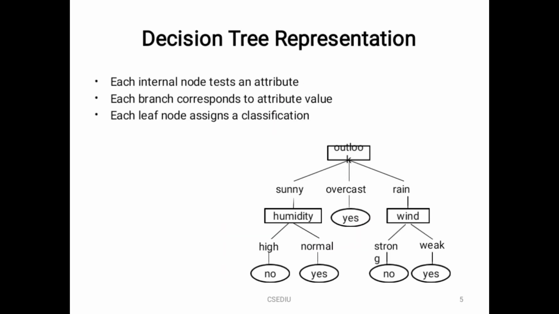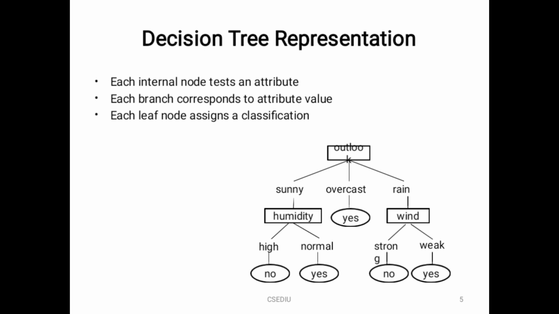Then is decision tree representation. It's also something like decision tree terminology: internal node, branch node and leaf node. First is internal node. It's a test of the attribute. Internal node means some test of the attribute, representing the decision based on the feature. Then branch. Branch means the outcome of the test, corresponding to an attribute value.